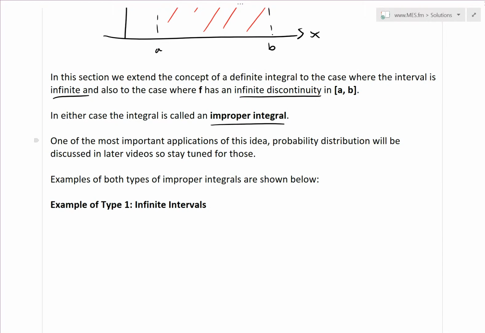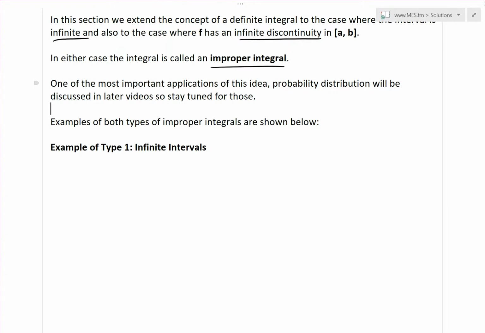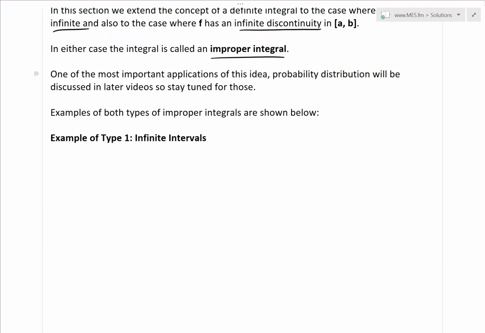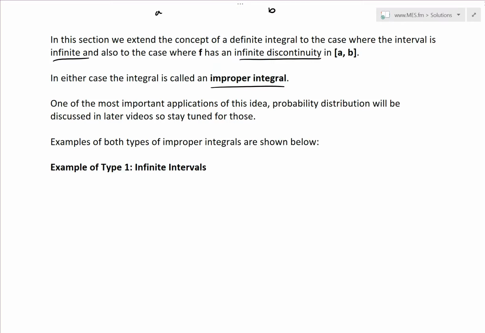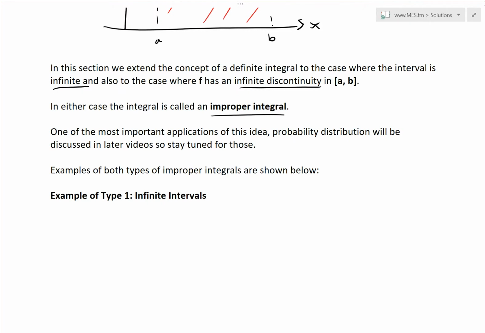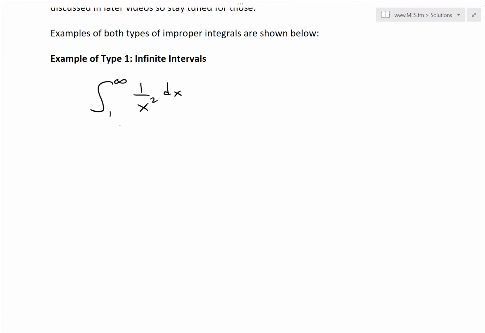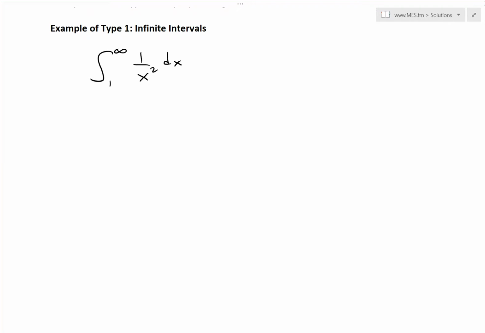Examples of both types of improper integrals are shown below, and let's go over them just for clarification purposes. An example of type 1, which is the infinite interval: one example is if we had the integral from 1 up to infinity of the function 1 over x squared dx. This is an infinite integral, because the interval is infinite.